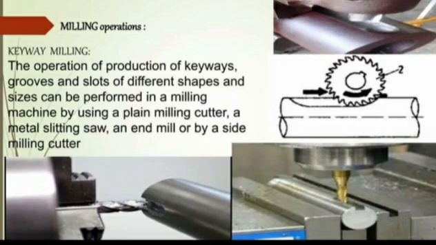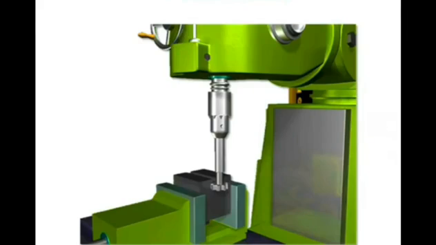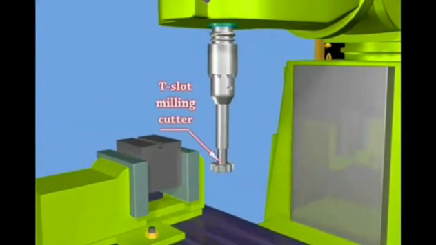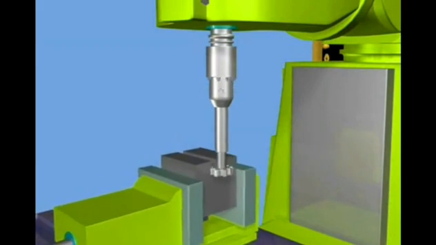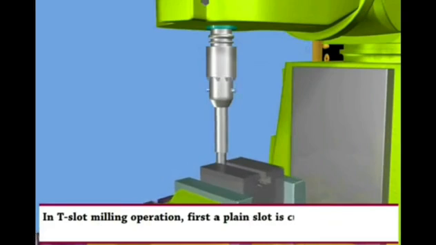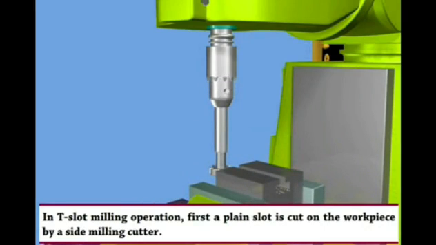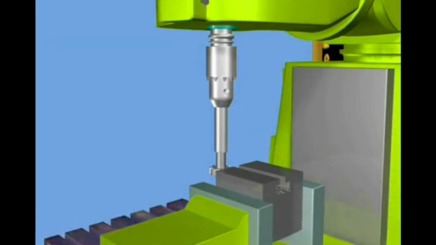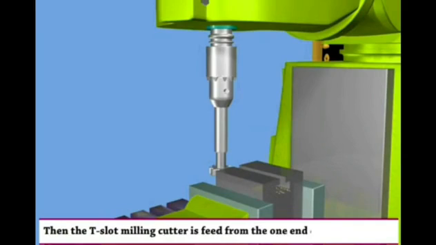Operation 8. Keyway milling. It is the operation of production of keyways, grooves, and slots of different shapes and sizes. It can be performed on a milling machine by using a plane cutter, a metal slitting saw, an end mill, or a side milling cutter. Operation 9. T-slot milling. In the T-slot milling operation, first a plane slot is cut on the workpiece. Then the T-slot milling cutter is fed from the end of the workpiece.